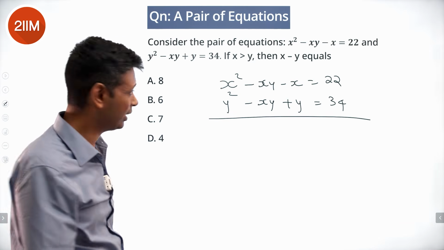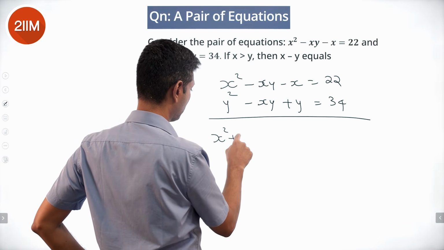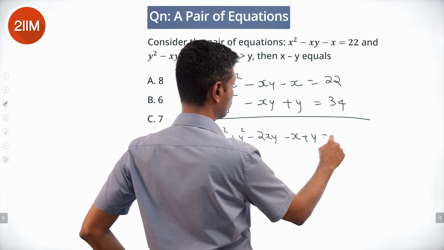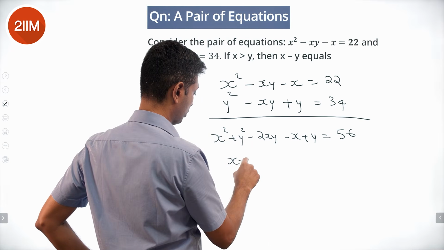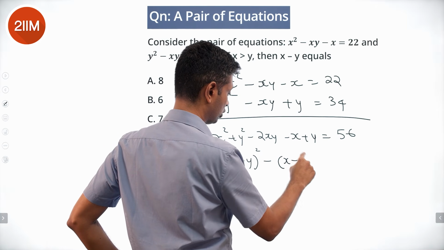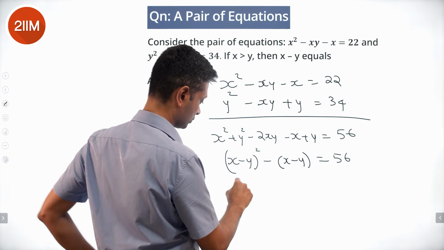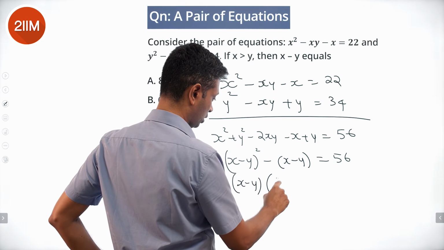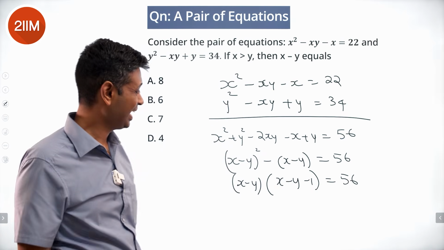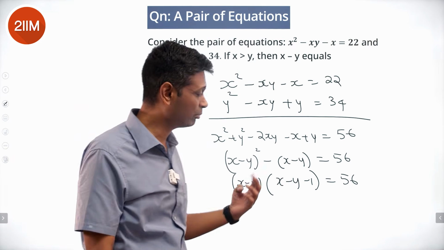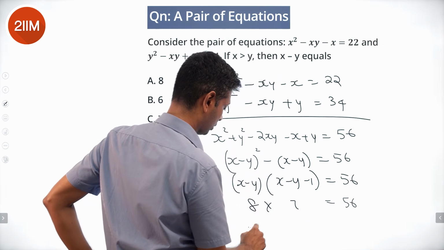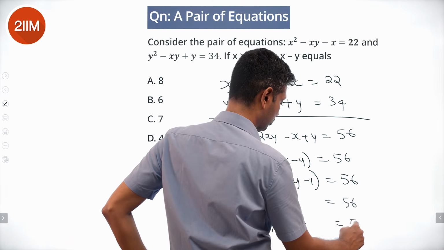Let's add these two. Let's see where that goes. So this is x square plus y square minus 2xy minus x plus y equals 56. (x minus y) whole square minus (x minus y) is 56. (x minus y) into (x minus y minus 1) is 56. Very nice. Two numbers differing by 1: 8 into 7 is 56, or minus 7 into minus 8 is 56.